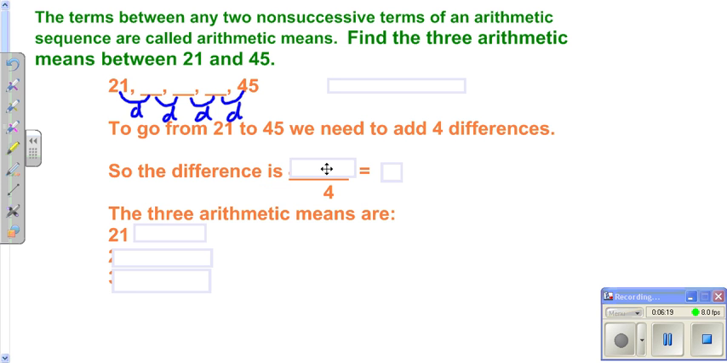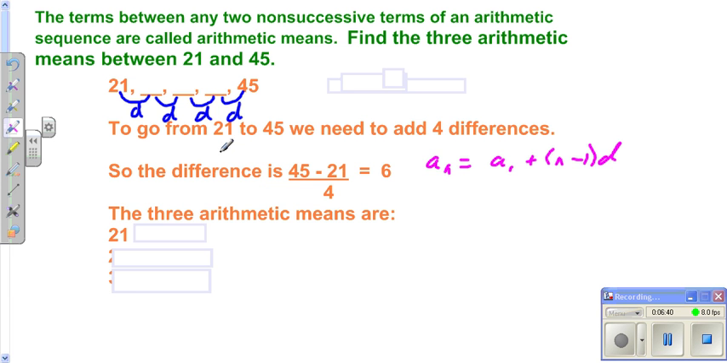So a couple ways you could do this problem. You could take your 45 minus 21 and divide it by the 4 differences. So on top you get 24 divided by 4, so you end up getting 6. Another way it could be done is by going ahead and using your formula here and plugging stuff in. Now we know our first term is the 21 plus. We don't know the difference. We're trying to find that.